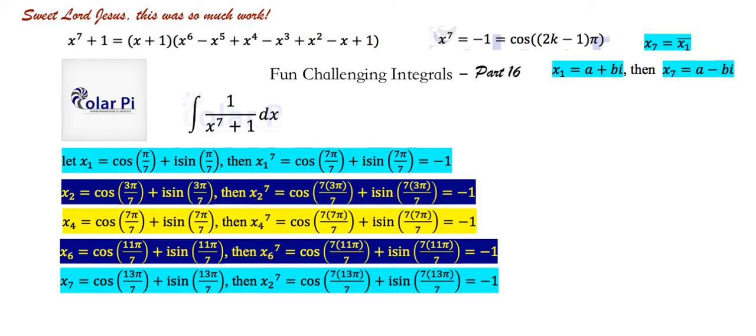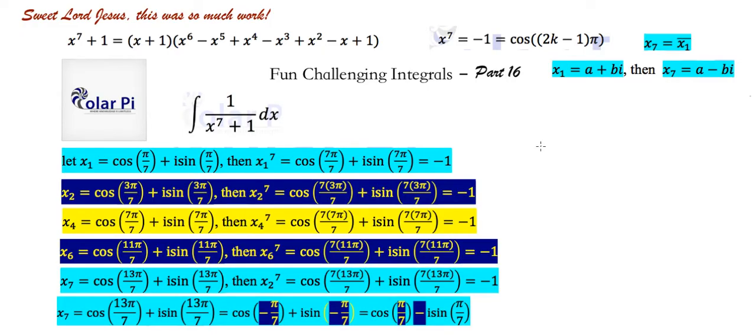So then this is how you realize that x7 is this, but 13 pi over 7 is the same as negative pi over 7, right? And so then we could replace cosine of 13 pi over 7 by cosine of negative pi over 7, and do a similar thing with sine, right?